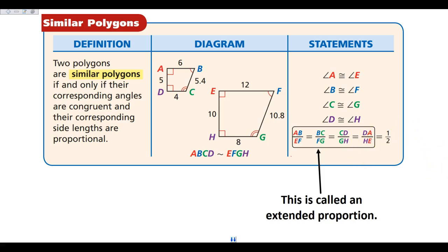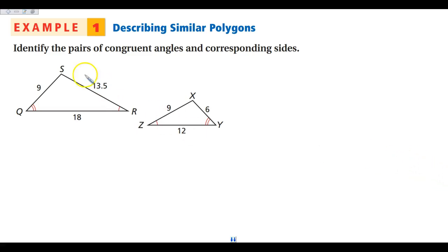All right, so let's take a look. We're looking at these two triangles here, and I want to identify all of my pairs of congruent angles and all of my corresponding sides. So what I'm going to start with is looking at my corresponding sides.